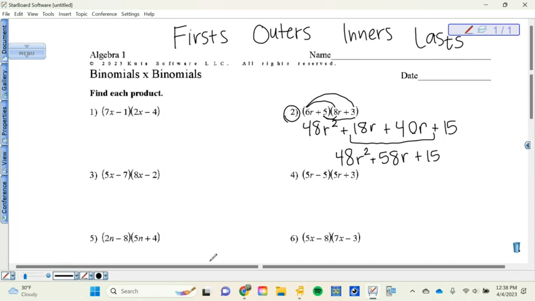Okay? And then let me just tell you, in our next chapter, what we're going to be doing is we're going to be given this part, and we have to work backwards to find the factors. Super fun. It is. Okay?